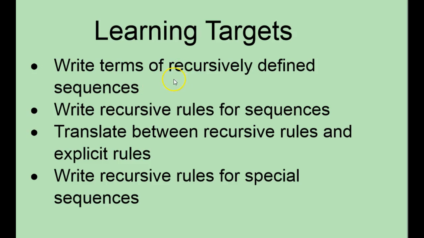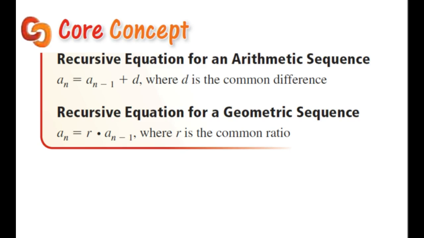So we're going to start by figuring out what the heck this word means. Then we're going to write recursive rules for sequences. Our third learning target is to translate between recursive and explicit. We've seen explicit rules for both arithmetic and geometric sequences, so now we're going to take those and go back and forth between these new recursive rules and the ones that we've already seen. And then we're going to be writing recursive rules for special sequences.